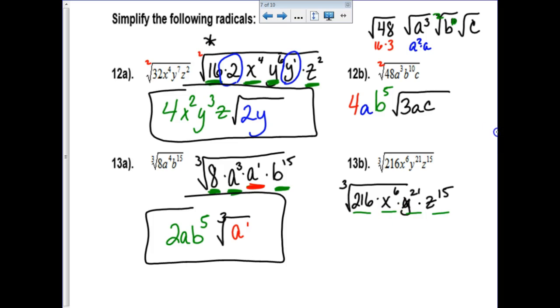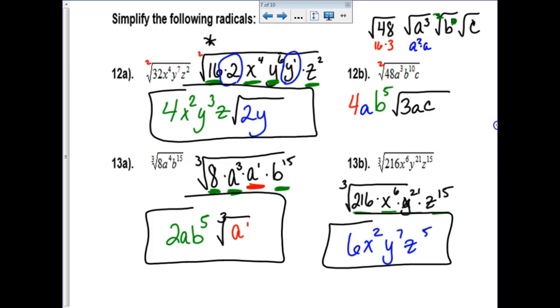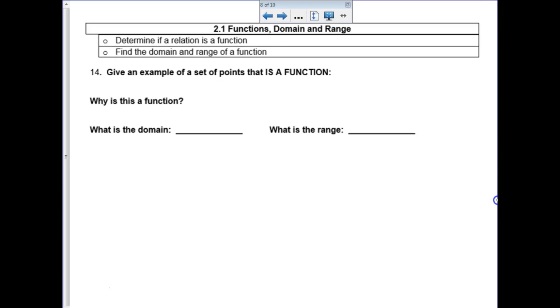Here we go. Cube root of 216 is 6. Dividing these guys, you get x squared. Dividing these guys, you get y to the 7th. And dividing these guys, you get z to the 5th. There we go. And notice I don't have a radical because there's nothing stuck in the radical. Those are really tricky, so don't be alarmed if it doesn't go well for you. We're probably going to have to retake that section and see it again.